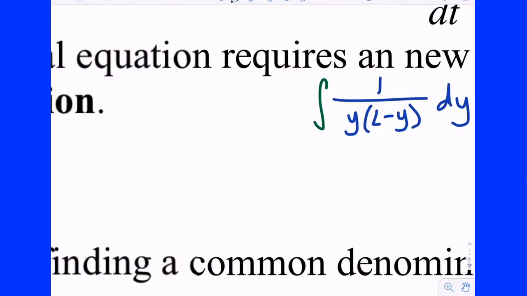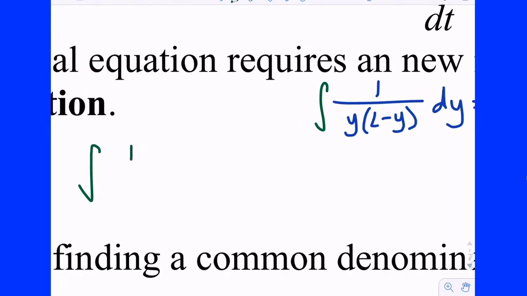Let's look at it from a different perspective. Let's say I ask you to find the antiderivative of 1 over x times (4 minus x) with respect to x. Because that's essentially what we have. Is that something we know how to find the antiderivative of?